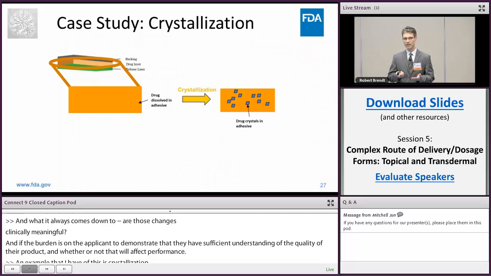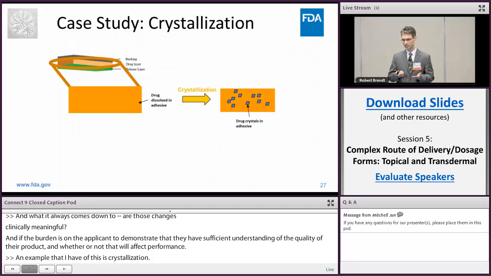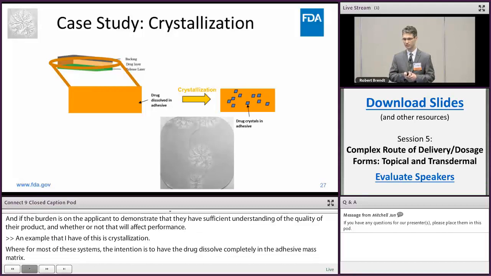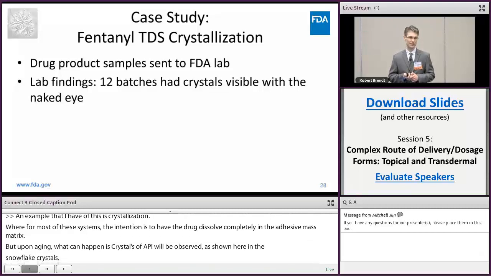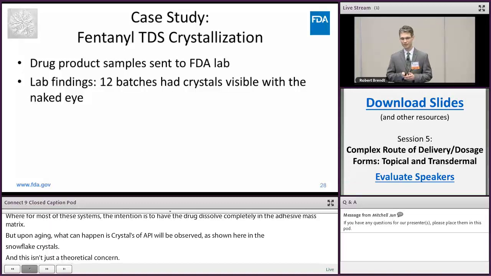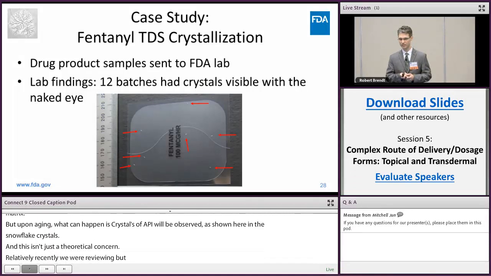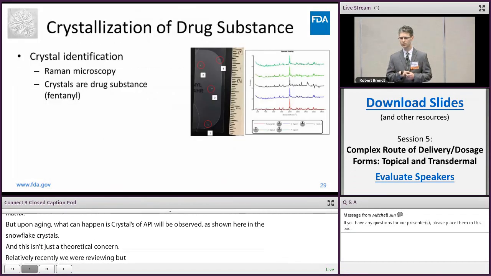But upon aging, what can happen is crystals of API will be observed, as shown here in the snowflake crystals. And this isn't just a theoretical concern. Relatively recently, we were reviewing a fentanyl transdermal application, and we had some drug product samples sent to the FDA labs for a completely different quality concern. And the lab found that 12 batches had crystals visible to the naked eye, as shown here with the red arrows. And those crystals were identified by the lab as being due to fentanyl.